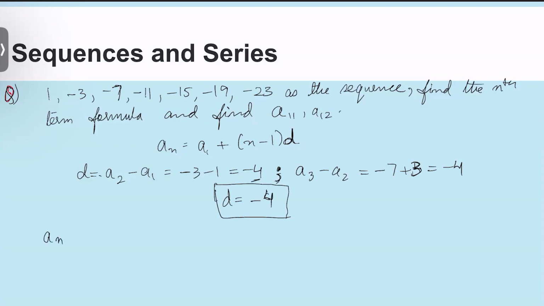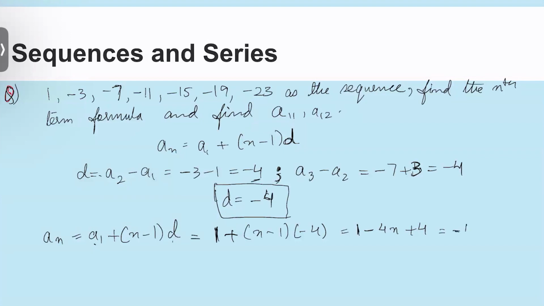Now your an will be a1 plus, now we will substitute for a1 and d. So a1 we had as 1, plus n minus 1, and our d is minus 4. So we can open the brackets and then we get 1 minus 4n plus 4. So this eventually gives you minus 4n plus 5. Now we got an is equal to minus 4n plus 5. Now let's just substitute directly for our different n's over here. So this we know is our nth term.